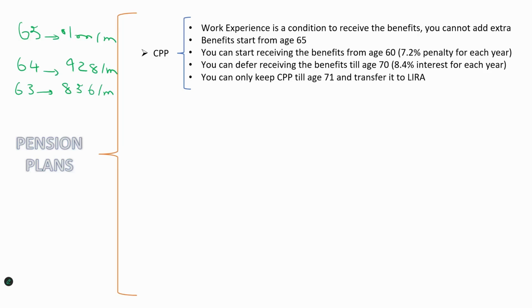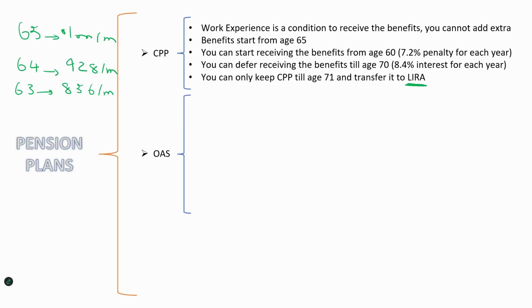And you can only keep CPP until age 71. After that, you have to transfer it to an account called a LIRA. So this is really important. Just memorize this. If it comes up in a question that, hey, after age 71, where can I put my money? You can put it in a LIRA account.